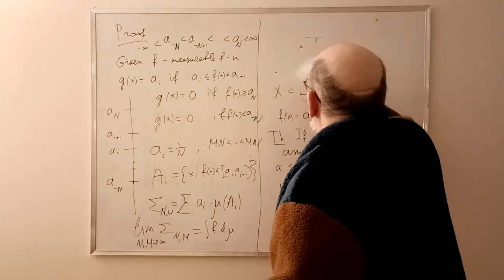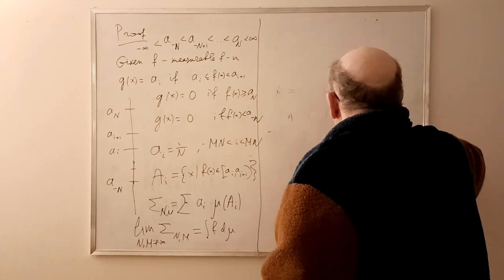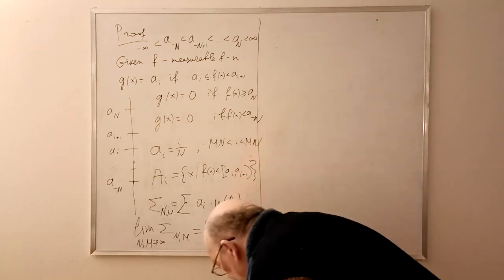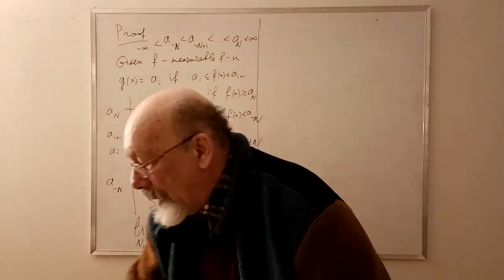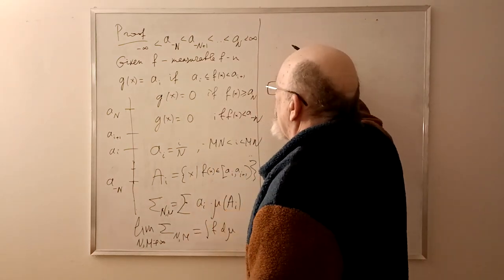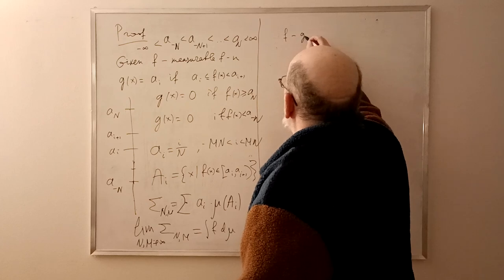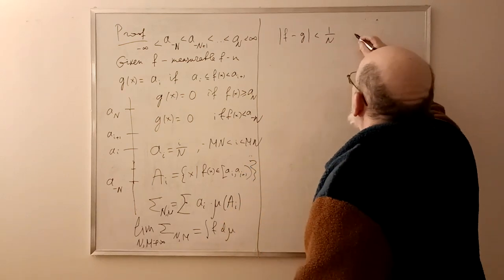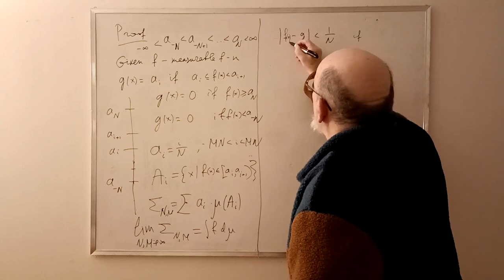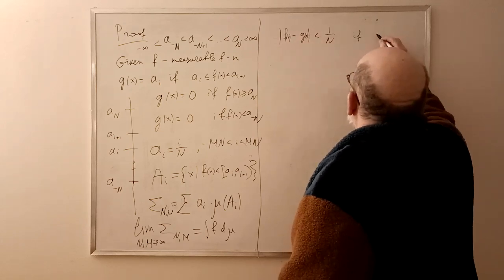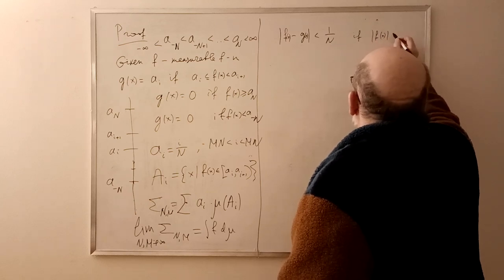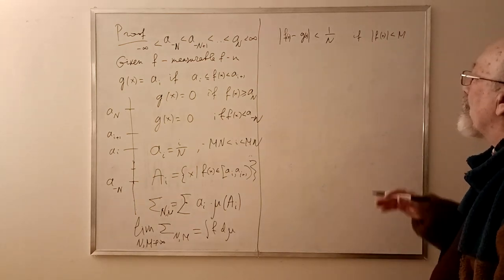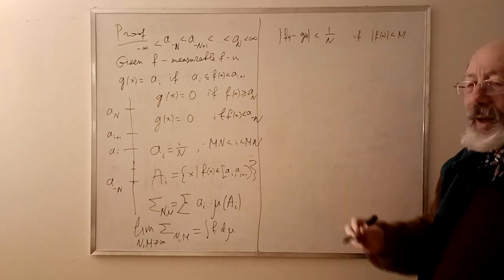Okay. And now the function. We have the following: the modulus of f minus g is less than 1 over n, if the modulus of f(x) is less than m, yeah? So this means that we approximated up to 1 over n, yes?